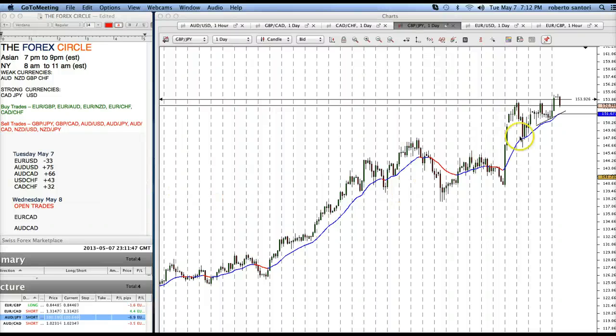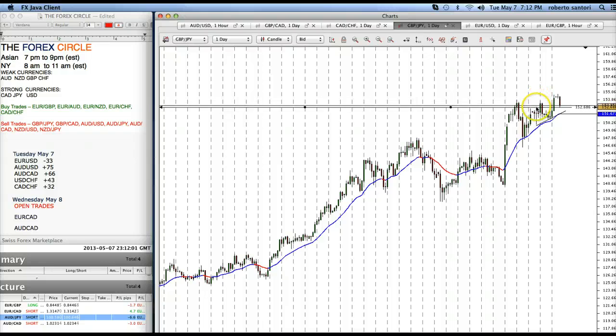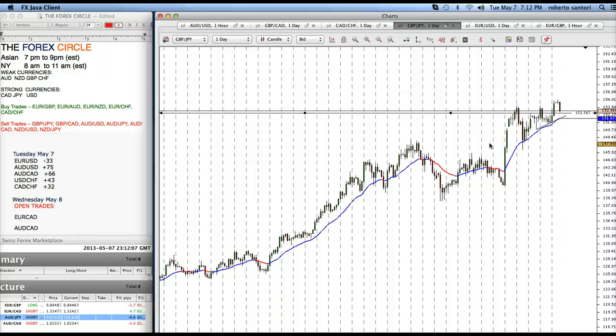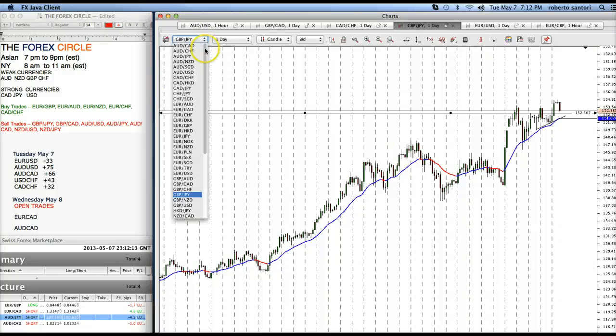Would this count as an evening star? Not yet, because the candle isn't finished yet. We'd have to wait till this candle finishes, and it has to come down lower. It would have to come down to, let's see, about here for it to be a true evening star. Okay. And the New Zealand yen also is in a downtrend.